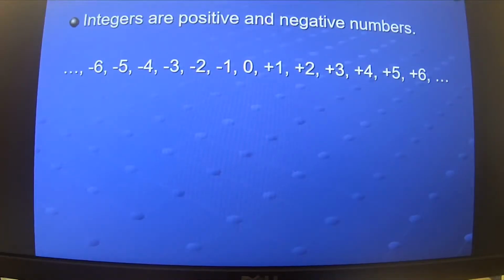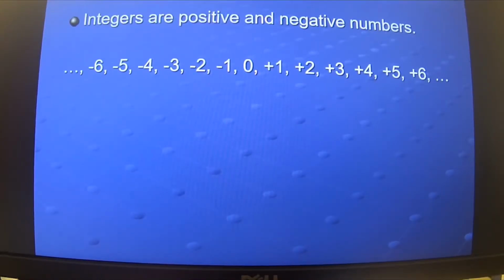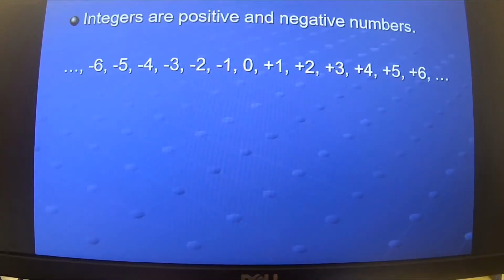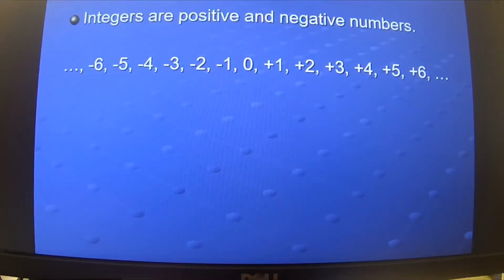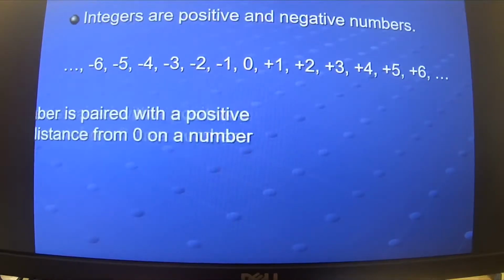So you can see if we were lining these up, we would have 0 in the middle as a neutral value of not having a positive or a negative value. And then we have the positive numbers on the right and the negative numbers on the left. Of course, the negative numbers getting smaller, the positive numbers getting larger.